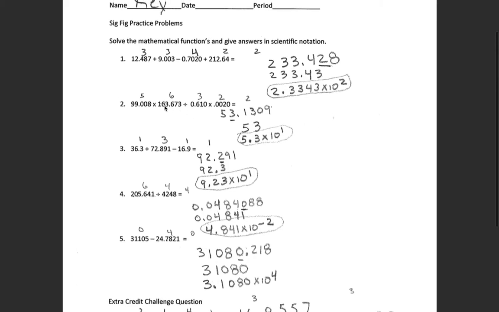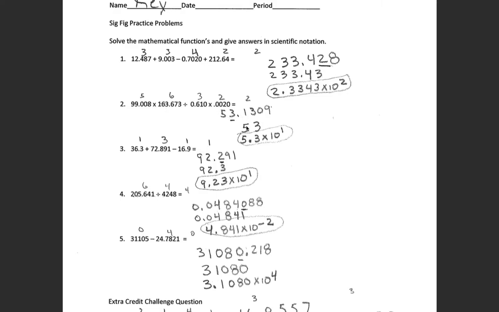Number 2. Number 2 is a multiplication, a division, and another multiplication. So for multiplication and division, it is the total number of significant figures in each individual number. You determine those, and the one number with the lowest amount of significant figures is the one that the answer will have, right? So 5 significant figures, 6 significant figures, 3, this trailing 0 counts right at the decimal, and this one only has 2. This trailing 0 counts, right, because it's to the right of the decimal, but these leading zeros don't count. So it's 2, so the answer will have 2.